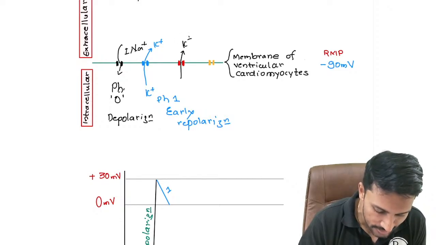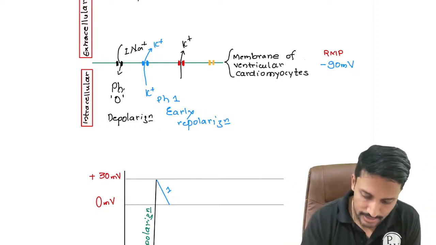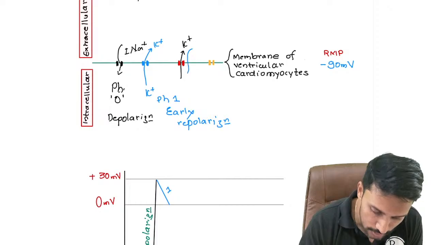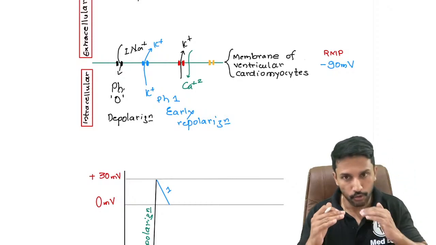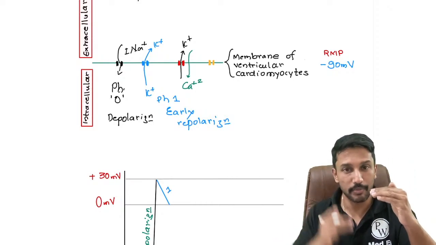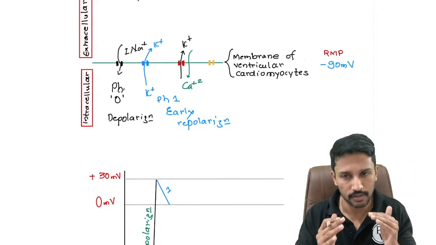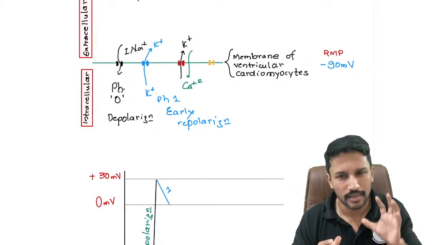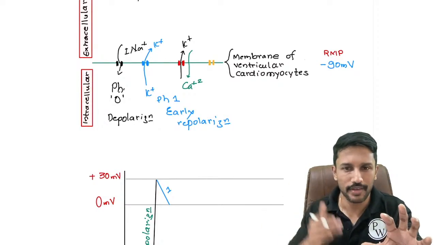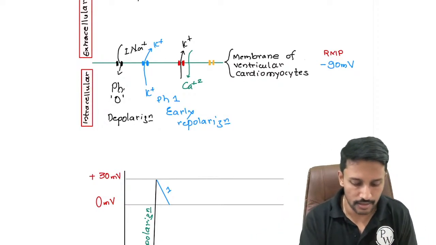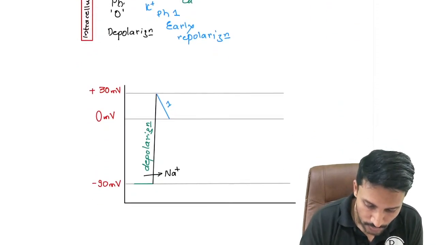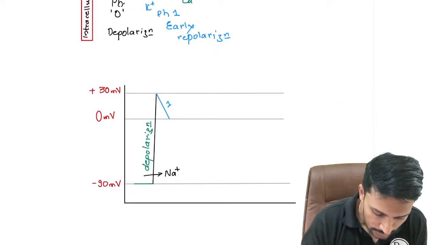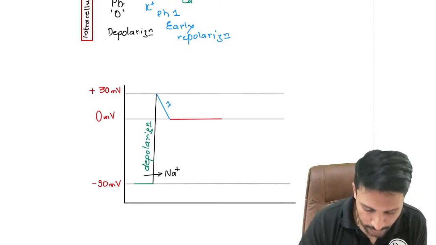So potassium keeps leaving the cell, but this gets balanced by the influx of calcium. Potassium is going out of the cell, calcium is coming into the cell, so there is a balance of the charged particles. Equal amounts of potassium and calcium are exchanged, resulting in no change in the membrane potential. So the membrane potential will remain in this phase for some period.